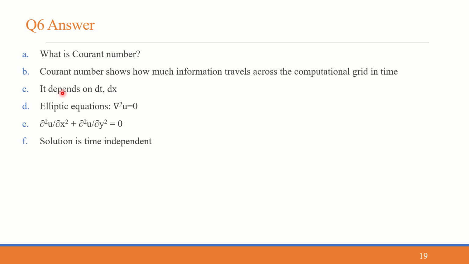If it is less than 0.5, the velocity with which information is traveling will be sufficient. Otherwise, if delta x is large and the time step is also large, the Courant number will increase. All those things we need to consider when we are talking about the Courant number. So the Courant number is time independent. The solution is time independent for elliptic equations. So the Courant number is not applicable.